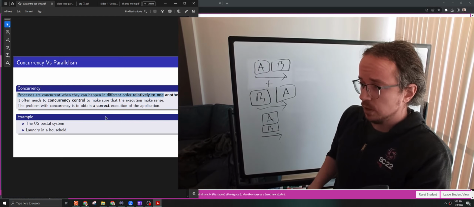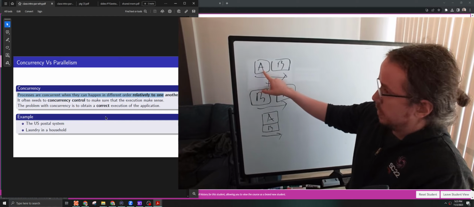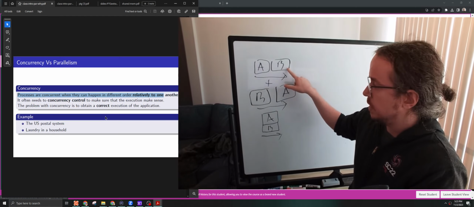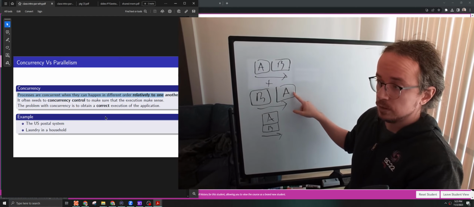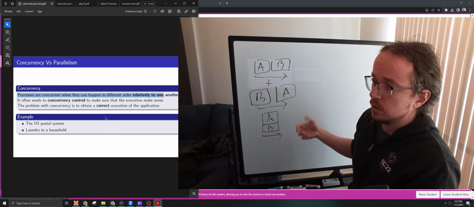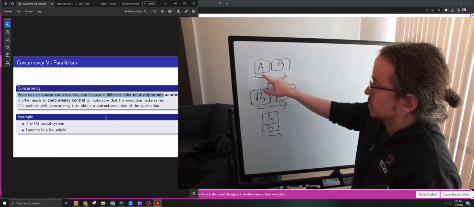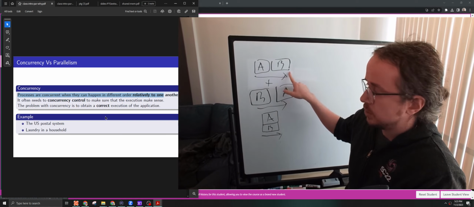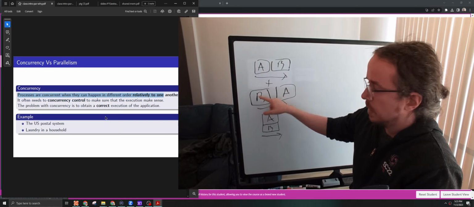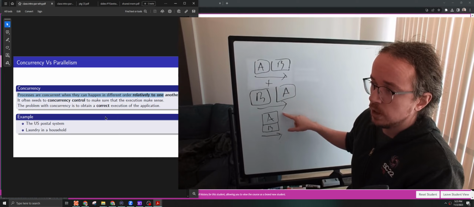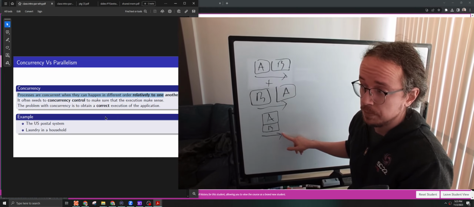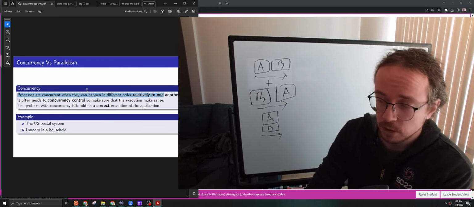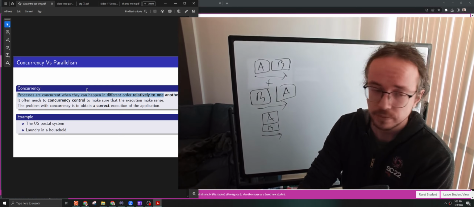Your laundry is not concurrent. If A is wash and B is dry, you probably don't want to dry before you wash. So that would not be concurrent. But if A is do your laundry and B is take out the trash, probably it's okay if you flip them. And probably it's okay if you do one and your roommate does the other one at the same time. That would be concurrent and parallel.